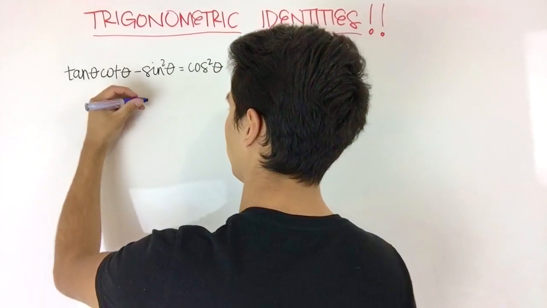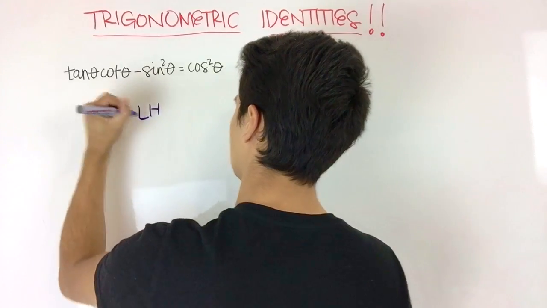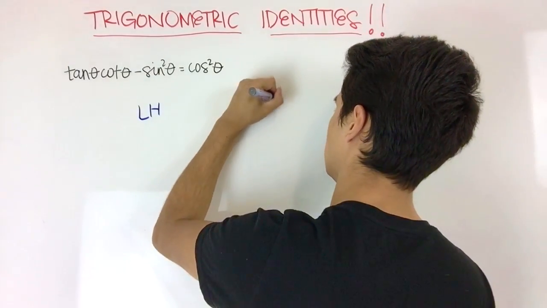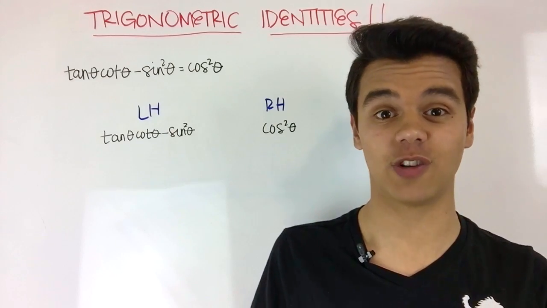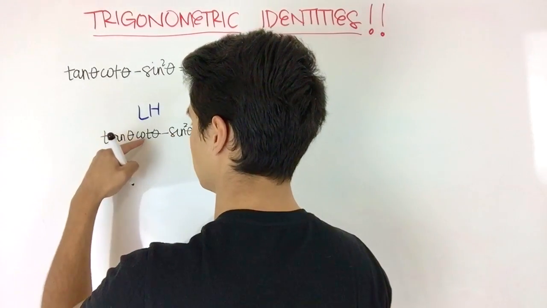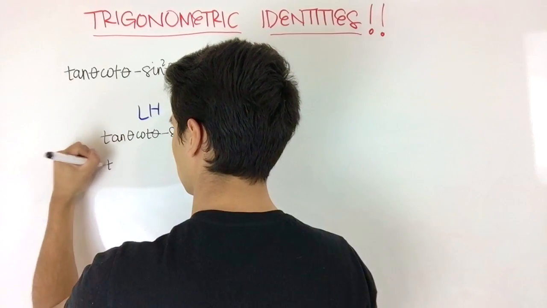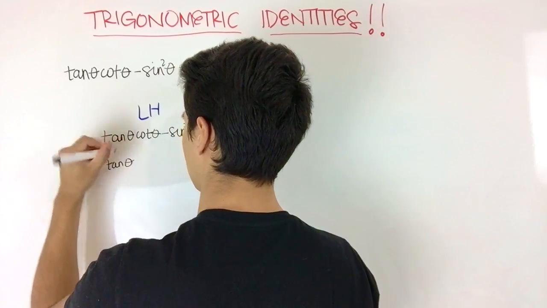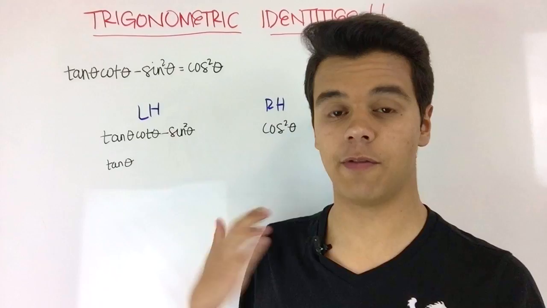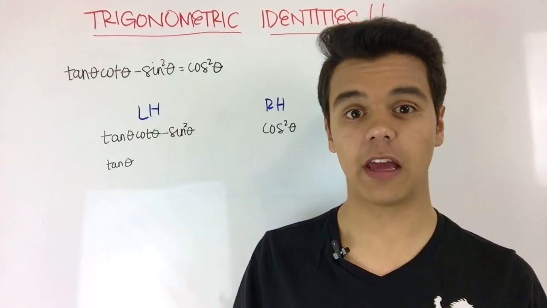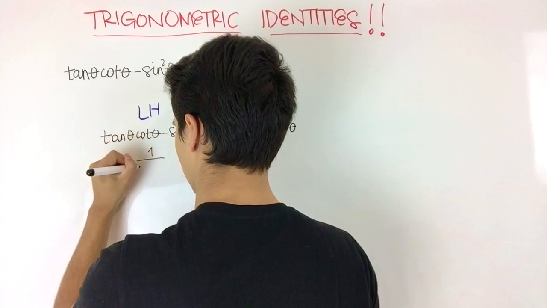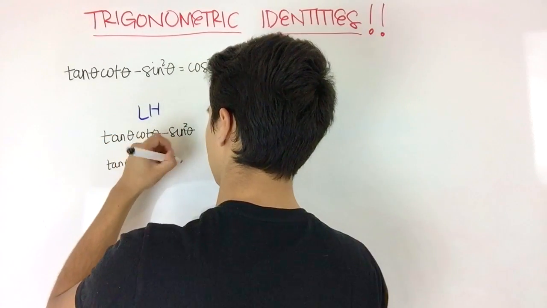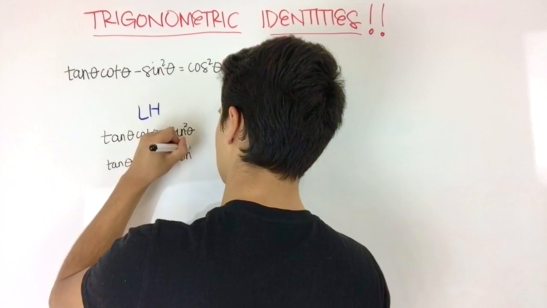Here, we have to prove that our left hand is equal to our right hand. So we can transform both sides to make sure that both are equal to each other. Here, for example, we're going to leave our tangent the same. So tangent of theta times the cotangent of theta. If you look it up, you're going to know that cotangent of theta is equal to 1 over the tangent of theta. So this is equal to 1 over the tangent of theta minus the sine squared of theta.